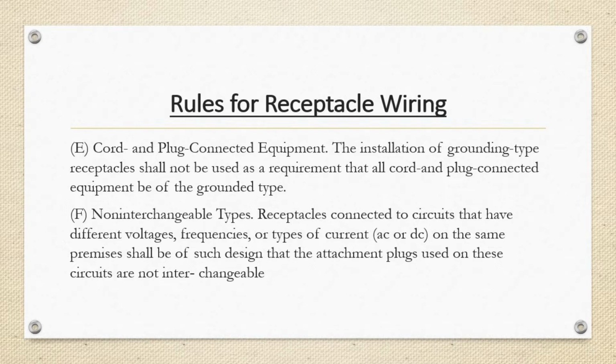Rules for receptacle wiring. Cord and plug connected equipment. The installation of grounding type receptacles shall not be used as a requirement that all cord and plug connected equipment be of the grounded type. F. Non-interchangeable types. Receptacles connected to circuits that have different voltages, frequencies, or types of current, AC or DC, on the same premises shall be of such design that the attachment plugs used on these circuits are not interchangeable.